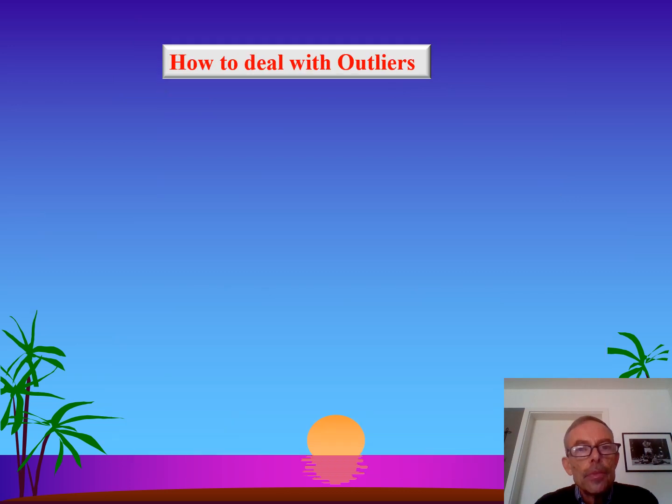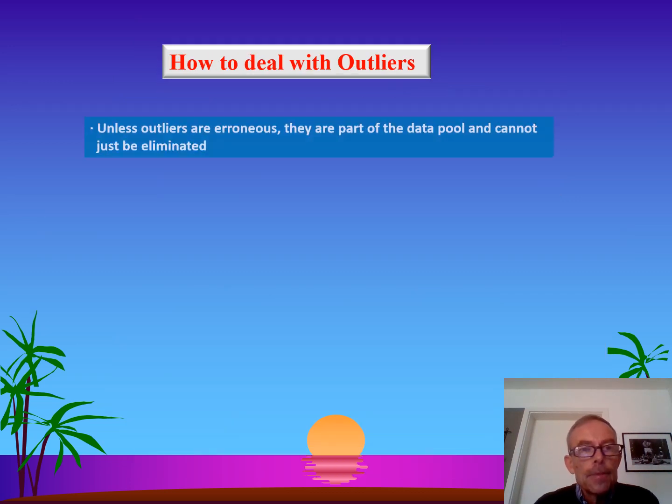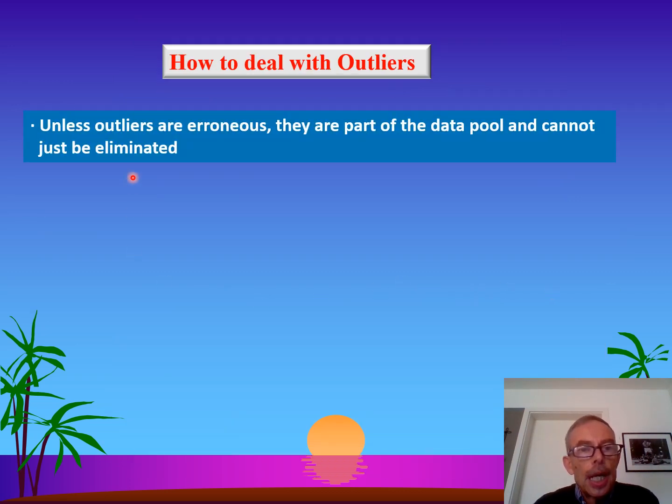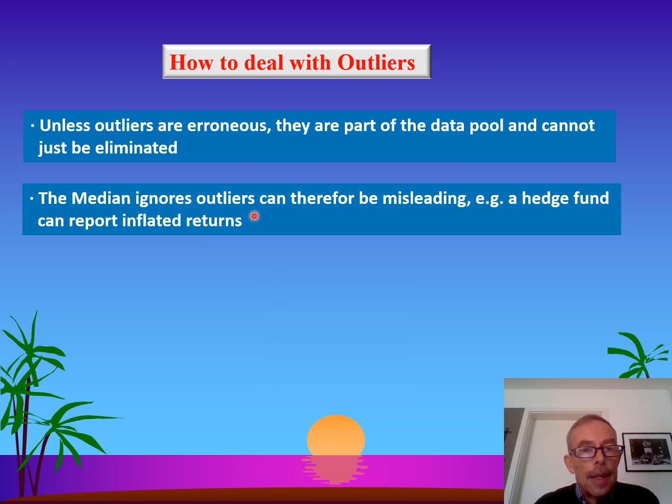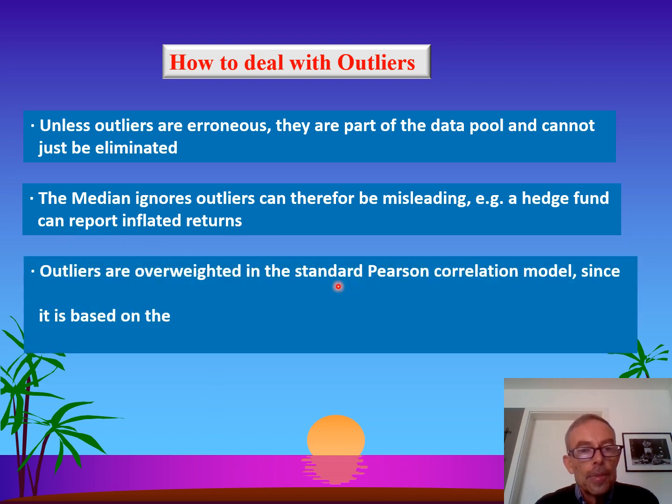Okay, how to deal with outliers? Unless outliers are erroneous, they are part of the data pool and cannot just be eliminated. That's data manipulation or statistical cheating. The median ignores outliers and can therefore be misleading. For example, a hedge fund can report inflated returns, like in the previous example.